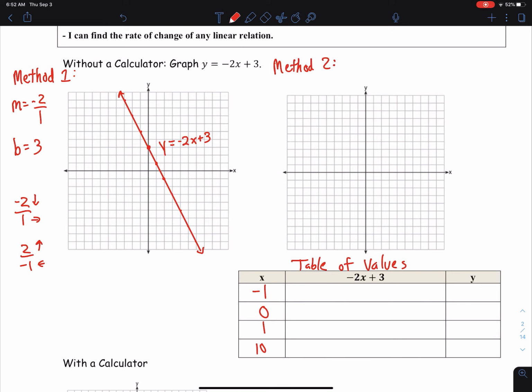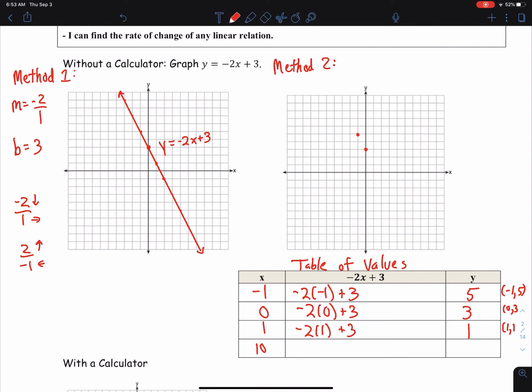And we're going to find the corresponding y values to these x values. So I'm going to plug negative 1 into our equation. That would be negative 2 times negative 1 plus 3. That's 2 plus 3, which is 5. So this point would be negative 1 comma 5. You can plot that. Plug in 0. You get 3. So this point would be 0 comma 3. Plug in 1. This point would be 1 comma 1.